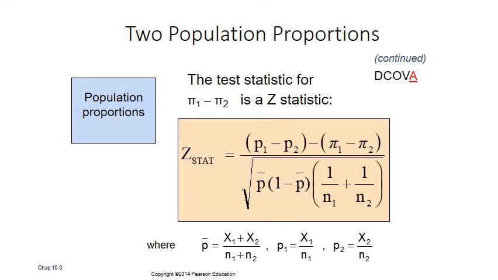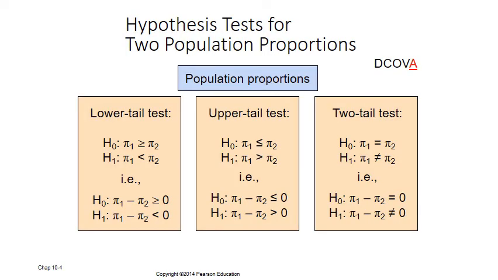So for the z statistic, whenever we use proportion, we always use z statistics, as I said earlier in the previous chapter as well. So in this case, the formula for the z statistic is p1 minus p2 minus pi 1 minus pi 2 over the square root of p bar times 1 minus p bar times 1 over n1 plus 1 over n2. I have already explained the formula for p bar. n1 is the sample size for the first population, n2 is the sample size for the second population, and p1 is x1 over n1. So everything is exactly the same as proportion in chapter 9.